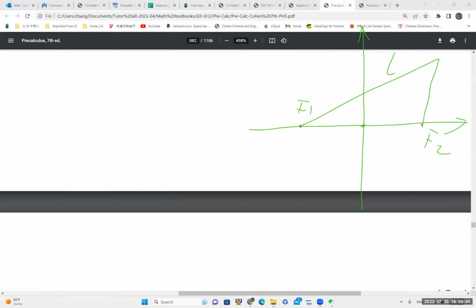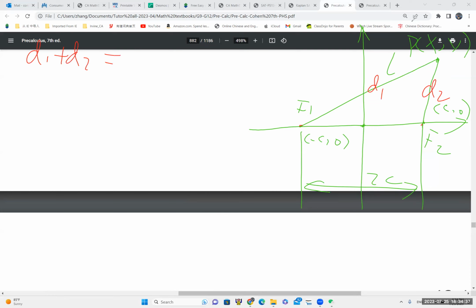Suppose the distance between these 2 points is 2c. Suppose here is (negative c, 0), and here is (c, 0). Then we find all the points, generally called P(x, y). Here is distance 1, I call d1, and this is distance 2, d2. So per the definition, d1 plus d2 should be the fixed value L.